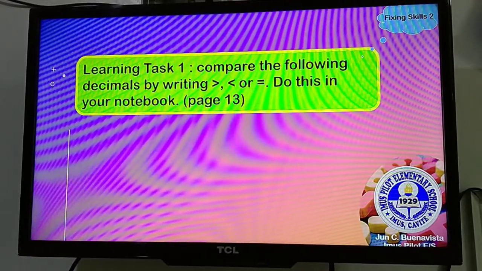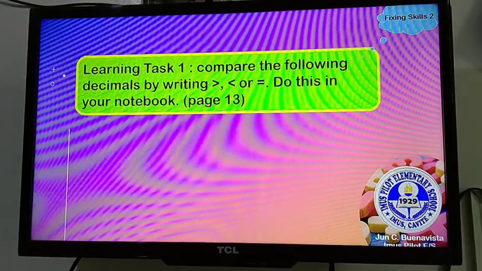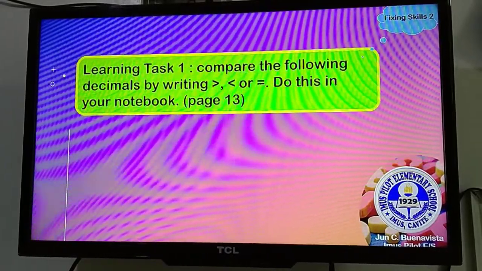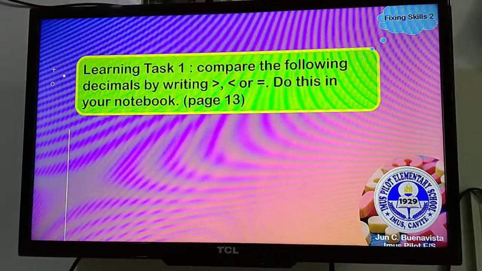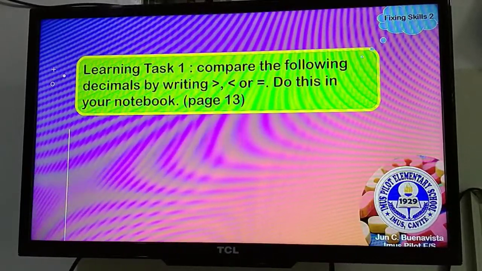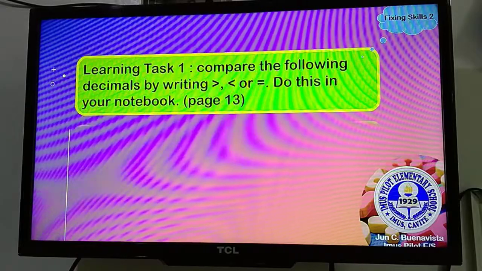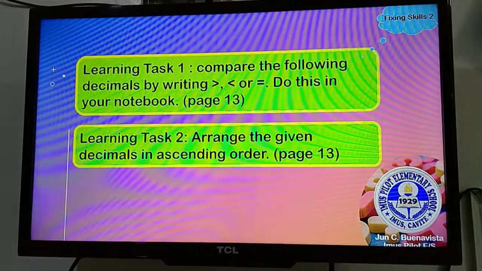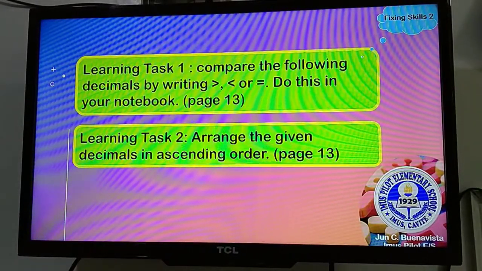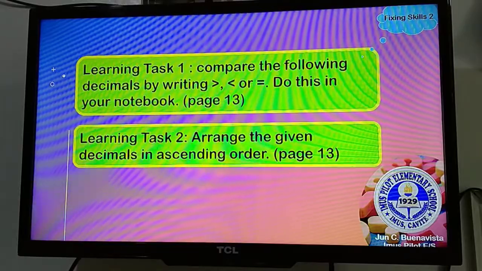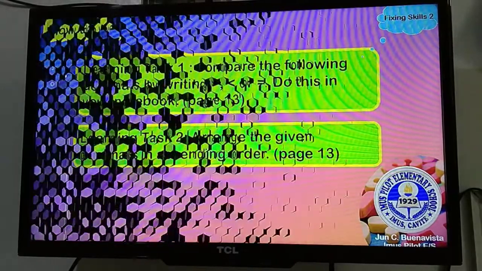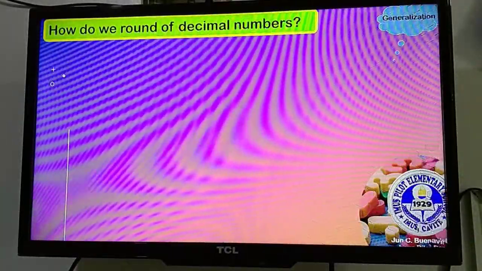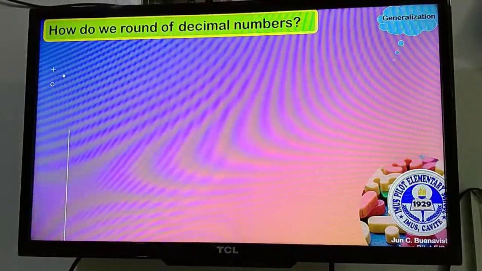Okay, learning task 1. Compare the following decimals by writing greater than, less than, or equal. Do this in your notebook and is found on page 13 of your math module. Learning task 2. Arrange the given decimals in ascending order on page 13 also of your math module. Now, how do we round off decimal numbers?